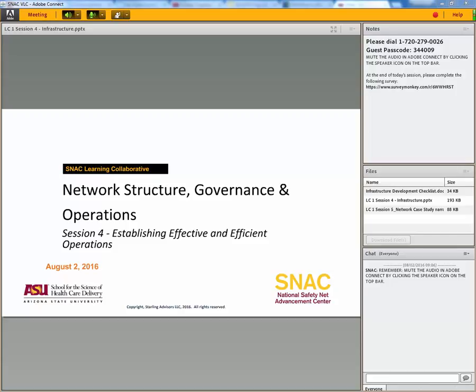Today, we're going to be discussing the structure, governance, and operations of effective networks, with a specific focus on the types of activities that networks typically take on behalf of their members in order to drive efficiency, essentially, in how those members engage in various payment methodologies and payment relationships.